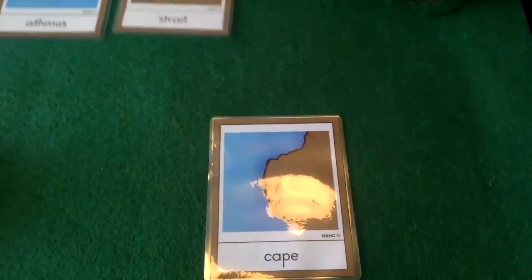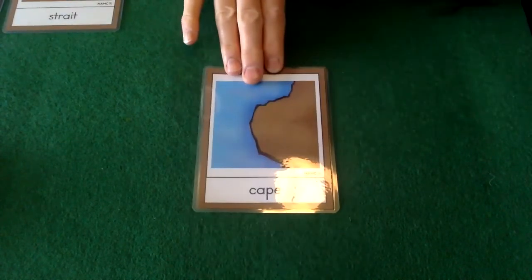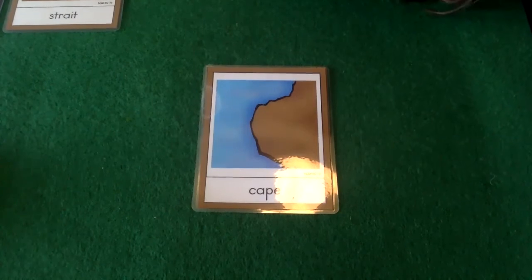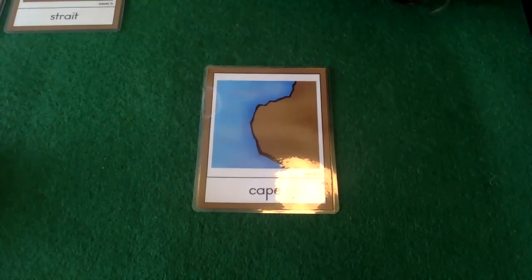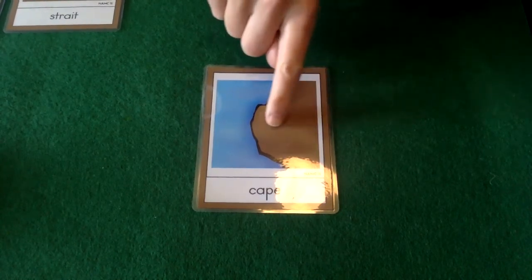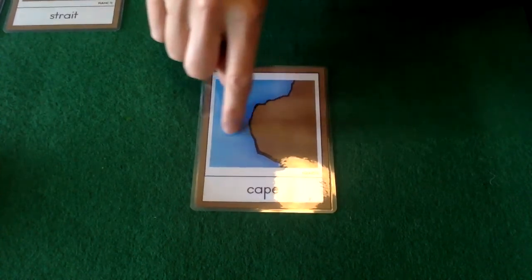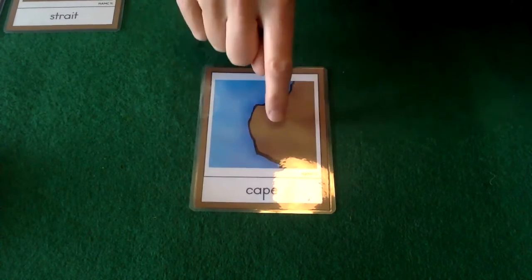Next we have, I'll move this out of the way so it's not distracting you. This is called a cape. There we are, cape. Can you say cape? Good. A cape is a landform similar to a peninsula, but it's shorter and smaller. So do you see this land goes into this water here? It goes into the water, but not as much as a peninsula does. So this is called a cape.